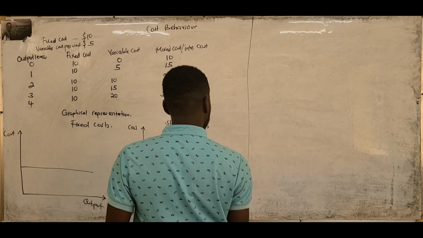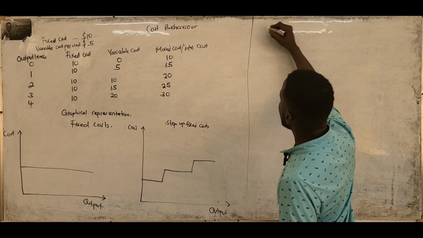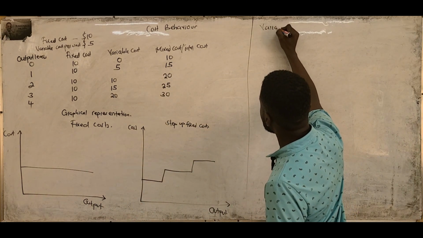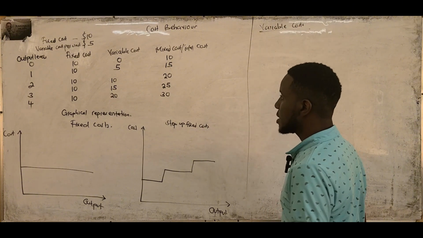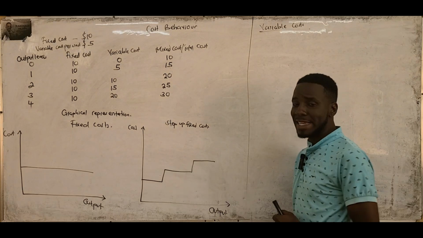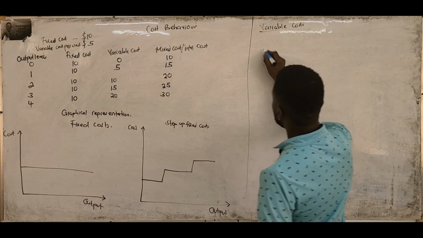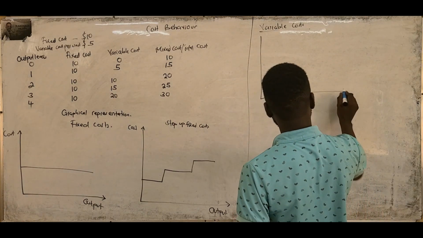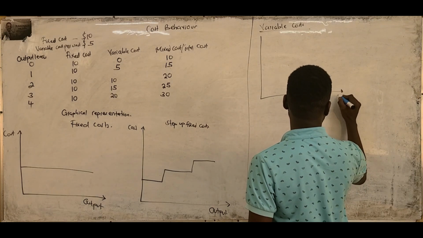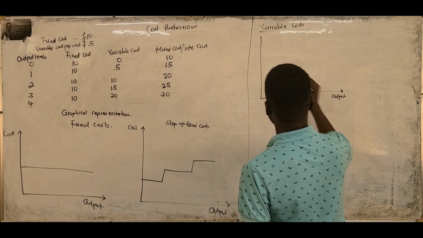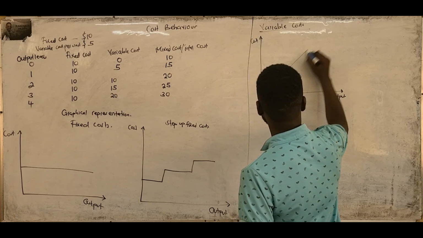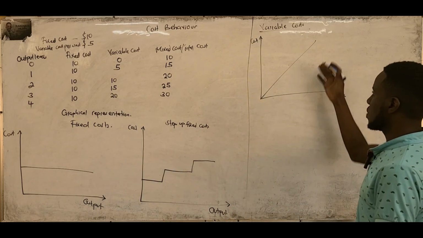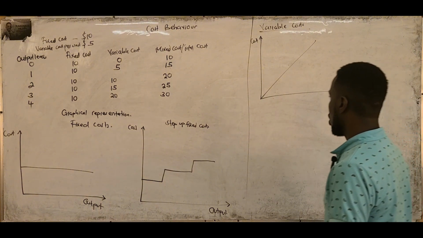Then when we come to the variable costs, I told you these change proportionally to the levels of output. So because of that, it will look like this. Of course, we have our output here, and then we shall have our cost here. Then it will be like this. So this is what they call variable cost.